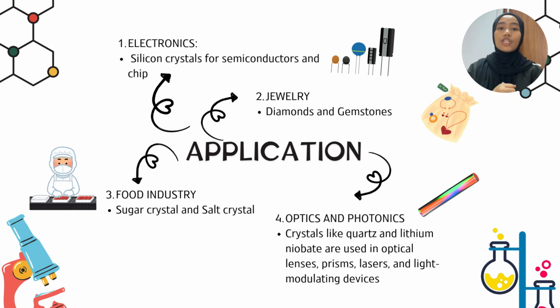Next, the applications of crystalline solids in daily life and industry. First, in electronics, silicon crystals are used to make semiconductors and computer chips because they can control the flow of electricity. Second, in jewelry, crystalline solids such as diamonds and gemstones are valued for their strength, beauty, and durability.